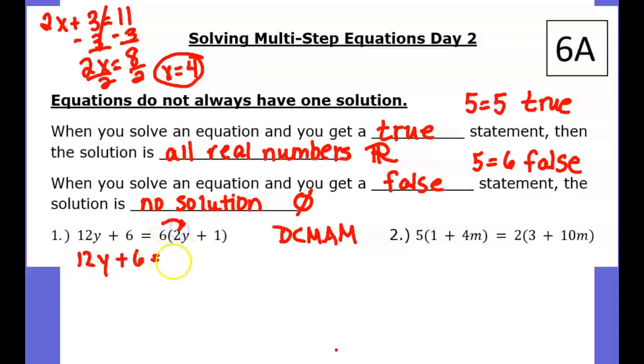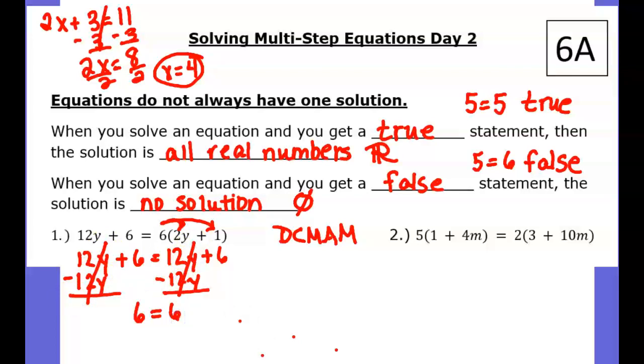So 12y plus 6 in this case is going to be equal to, notice what happens when we distribute. 6 times 2y is 12y, and 6 times 1 is a positive 6. So we can't combine any like terms. We can move the variable though. So let's subtract 12y from both sides. And this is important that I actually write out 12y, not just 12, because 12y minus 12y is 0 on both sides. Look at what we end with. We end with 6 equals 6. That's a true statement.